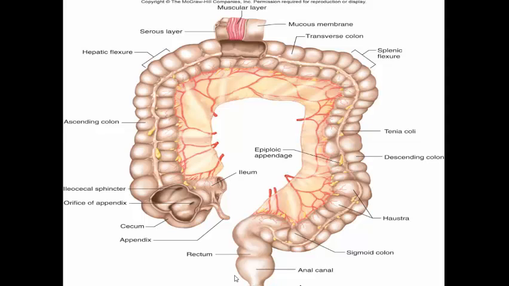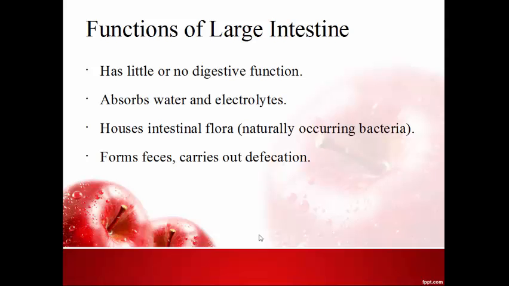So whenever someone has a sigmoidoscope used, that camera, that scope is put into the sigmoid colon here. If you are getting a colonoscopy, that camera or that scope is going all the way up here, which requires more sedation. Alright, the functions of the large intestine.